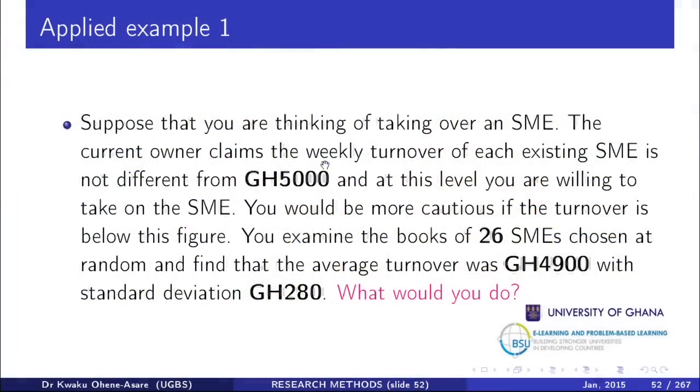Suppose that you are thinking of taking over an SME. The current owner claims the weekly turnover of each existing SME is not different from 5,000 Ghana cedis, and at this level, you are willing to take on the SME. You would be more cautious if the turnover is below this figure. You examine the books of 26 SMEs chosen at random and find that the average turnover was 4,900 Ghana cedis with a standard deviation of 280 Ghana cedis. What would you do?